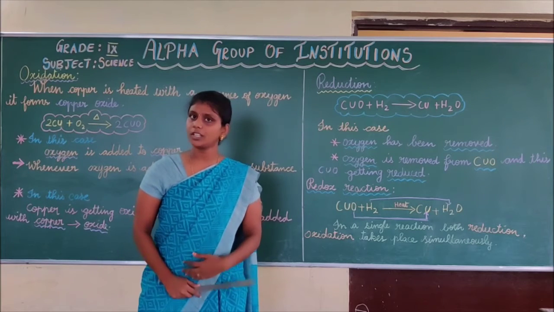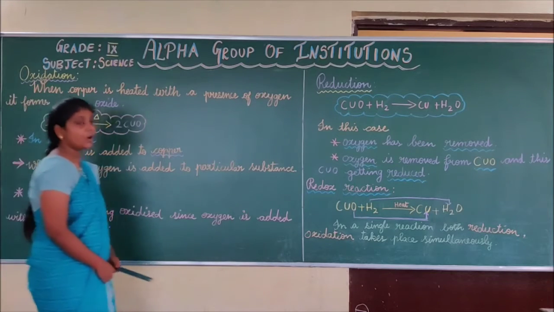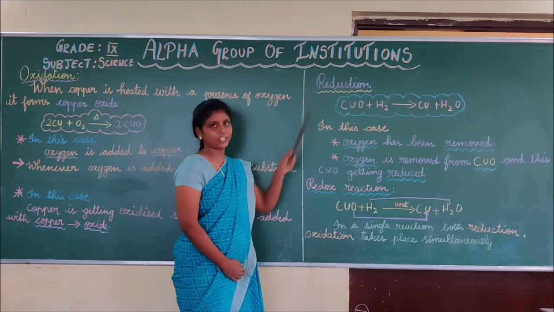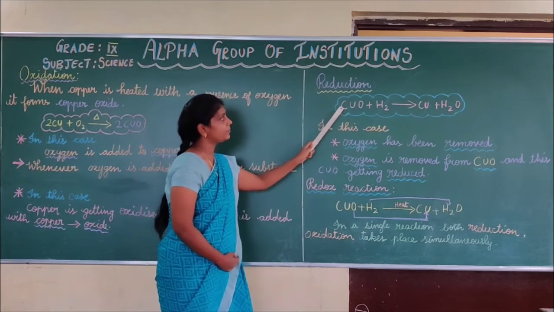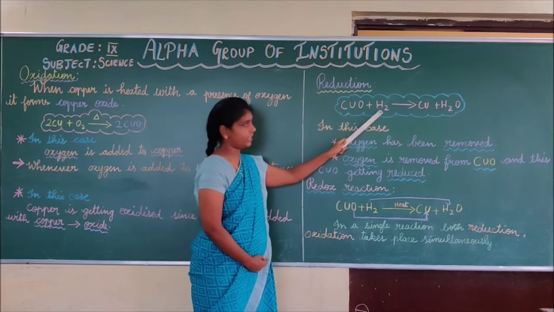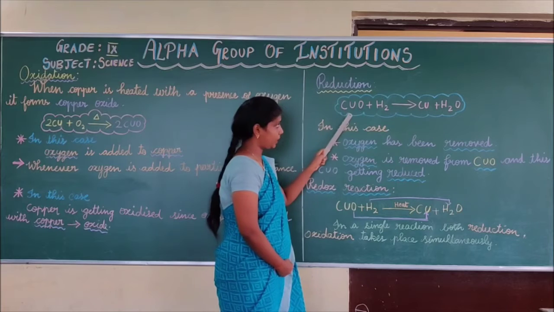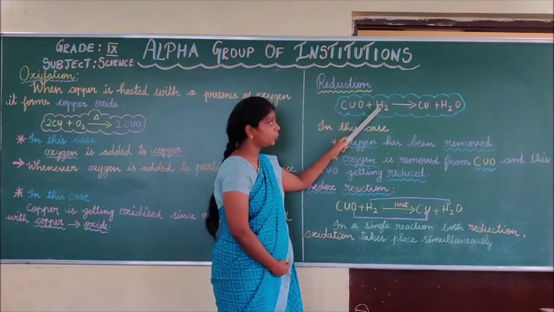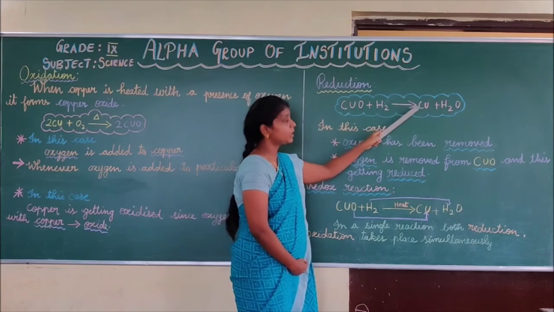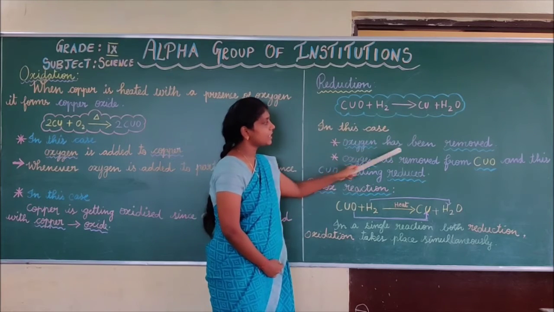Do you understand what is oxidation reaction? Okay. Next we are going to discuss what is reduction reaction. See here, copper oxide is combined with 2 hydrogen to give copper plus water. In this case, oxygen has been removed.